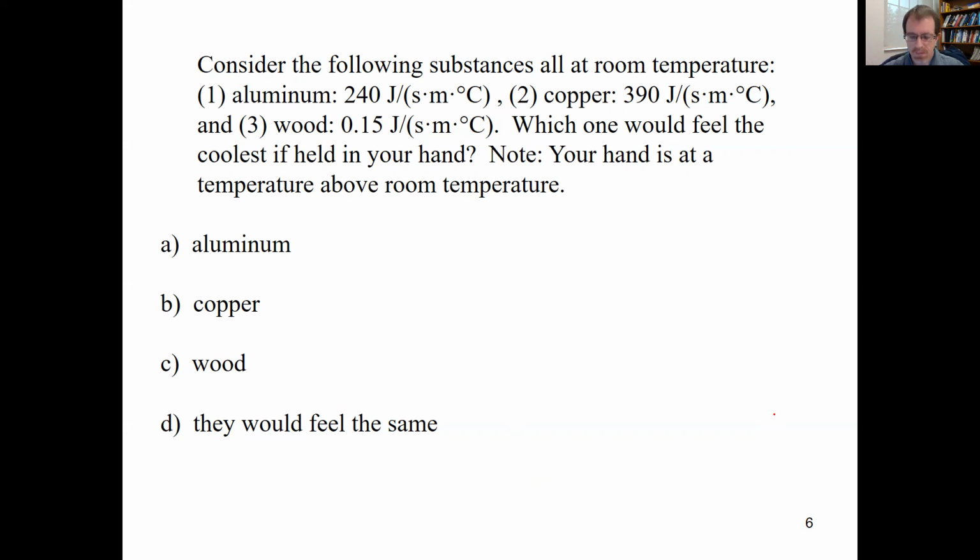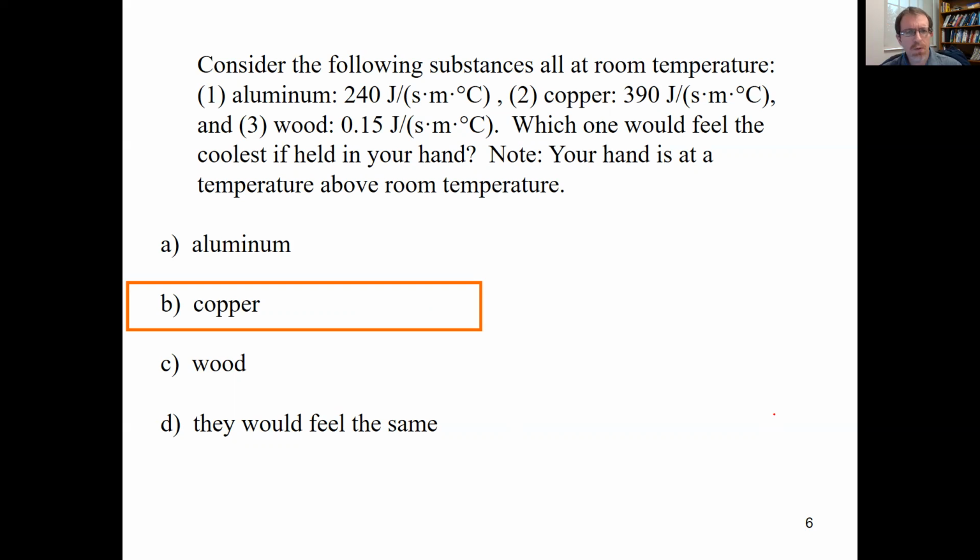Okay. So it turns out that it is copper. It's the one that has the highest thermal conductivity. So copper is the best at transferring heat. That means that if you've got a piece of copper in your hand, it's going to be the most efficient thing of our three choices at transferring heat from a higher temperature object, your hand, to itself at a lower temperature. Okay. So copper is the answer here.